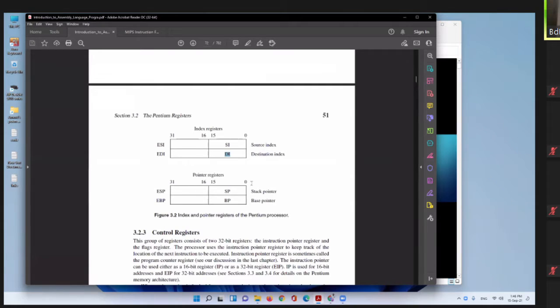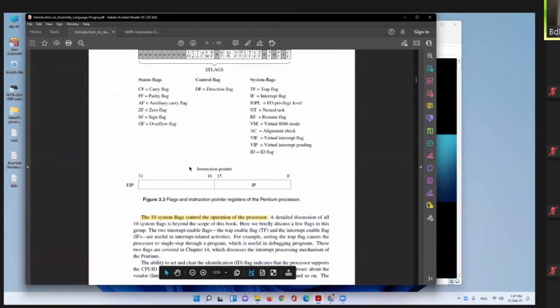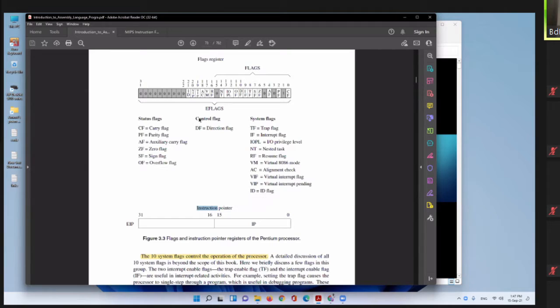Then we have control registers. We have two types of control register. One is the flag, 32 bits. Another one is the instruction pointer, IP, or EIP, extended instruction pointer. And we know that we have three different types of flag: 6 status flags, 1 control flag, and 10 system flags. We already know many of them. Make sure you know the names as well, at least some of them.